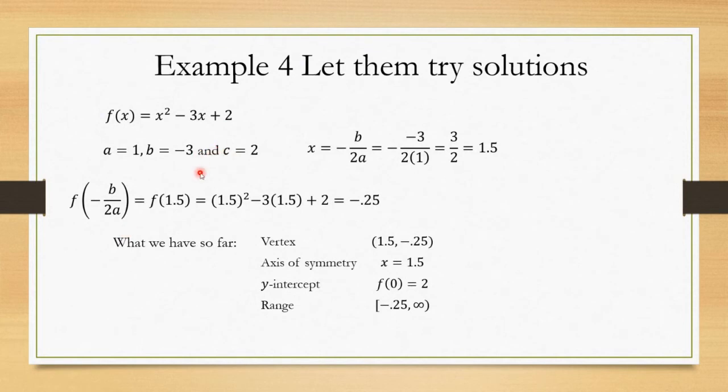So for this one here, we have a equals 1, b is minus 3, c is 2, right? As you can see, again, the leading coefficient is not written, so it's understood to be 1. So to get the vertex, as before, we calculate this first.